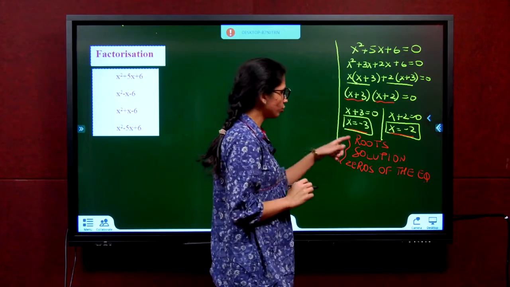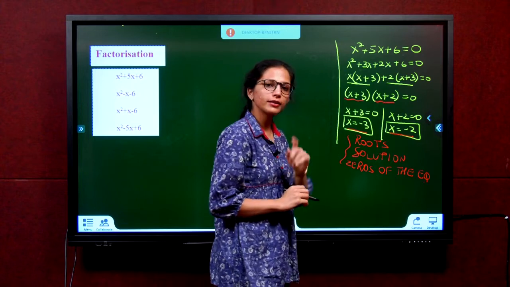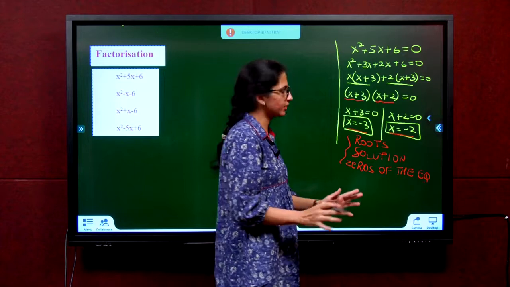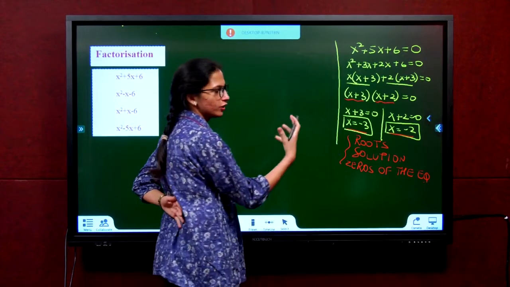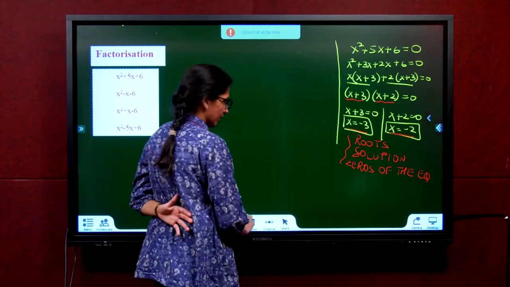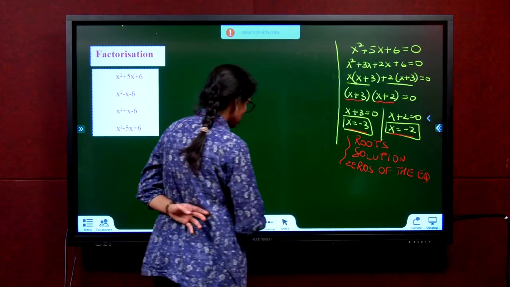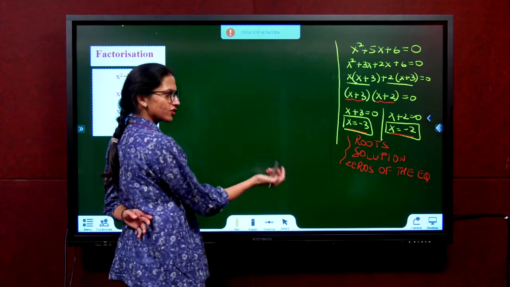I'll just teach you how to verify whether the root you have got is correct or wrong. This is just for verification purpose. You don't have to do it. You just have to learn what is the meaning of it. Root means something that satisfies the equation. So I will just check whether yes, it satisfies or not.